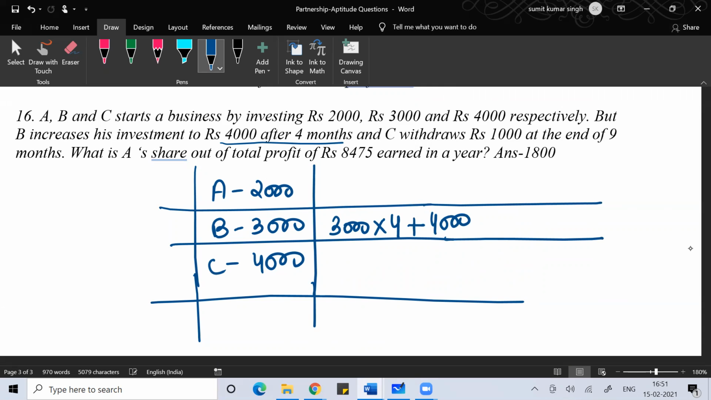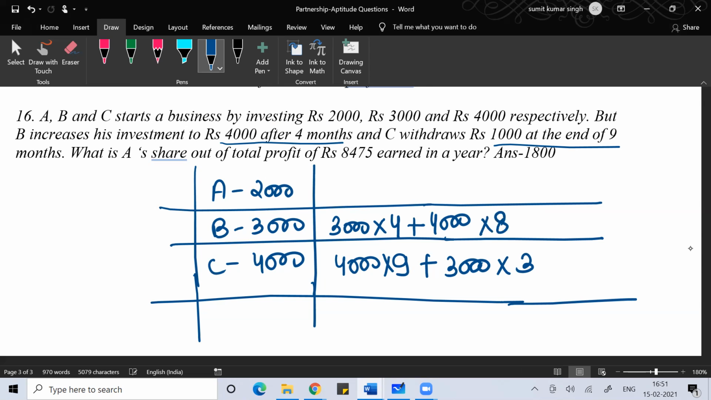And C withdraws 1,000 rupees at the end of 9 months. So for 9 months C did nothing, and then C withdraws 1,000 rupees. Now in the account of C only 3,000 rupees is there, and that will grow for the next 3 months. For B, nothing is given, so I'm assuming this is 8 months. For A, no information is given, so this is 12 months.